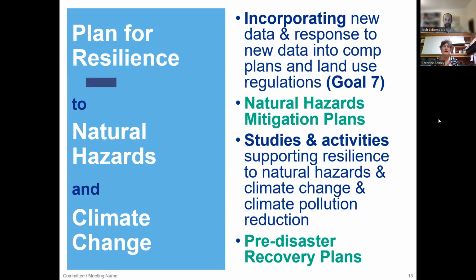All right, so how you might do this is Goal 7 requires that new data be incorporated into your comprehensive plans. That would be something that would be fundable, and not only incorporating it into your comp plans, but also into your land use regulations. And one of the projects that could be beneficial is to look at your natural hazards mitigation plan and think about how you might change your land use regulations to achieve the goals that are outlined in those natural hazard mitigation plans. We can also fund the update of natural hazard mitigation plans.